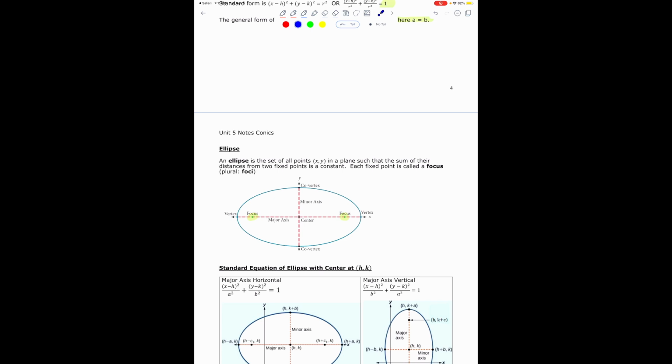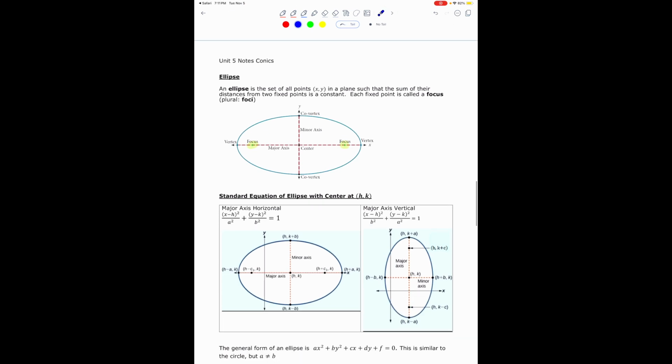So how do we know the equation of an ellipse? It is similar to the equation of a circle, except that in this case, the equation of an ellipse with the major axis horizontal, which is the x-axis, is x minus h all squared over a squared plus y minus k all squared over b squared equals 1. And a in this case is always bigger than b. Notice that a is always bigger than b in the case of an ellipse.